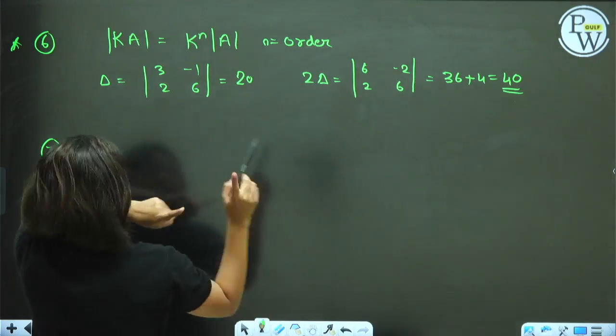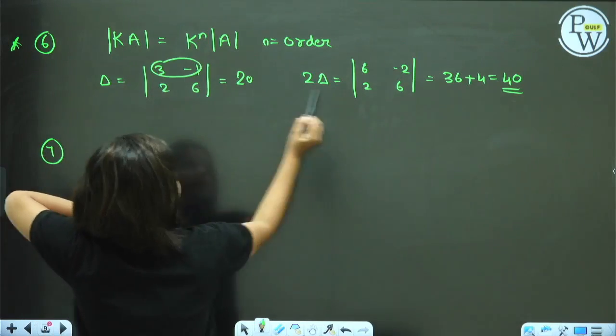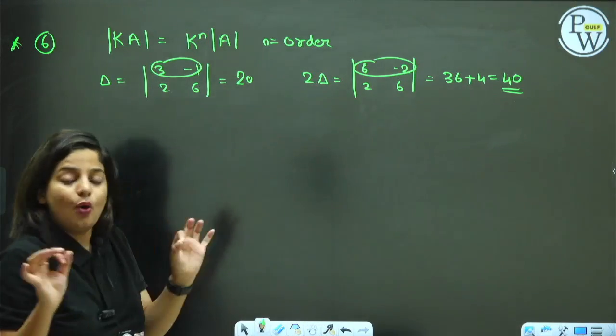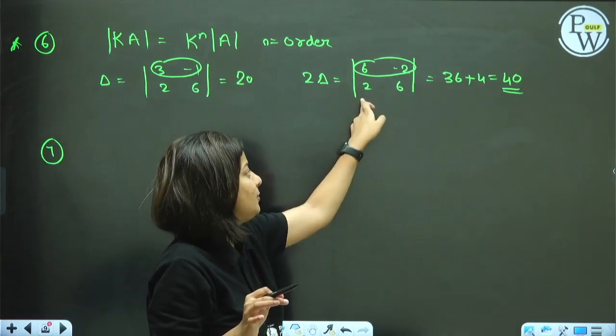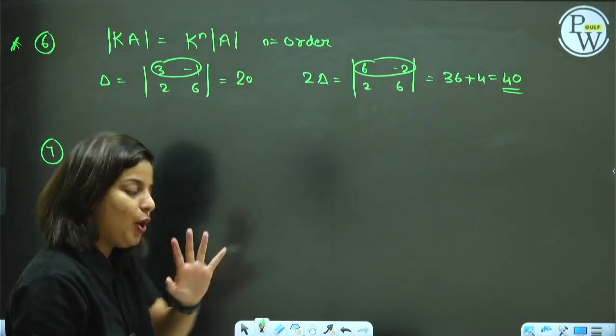But how are we getting 40? Only row 1 is getting affected. You should not multiply 2 with all the elements. Point to be noted.